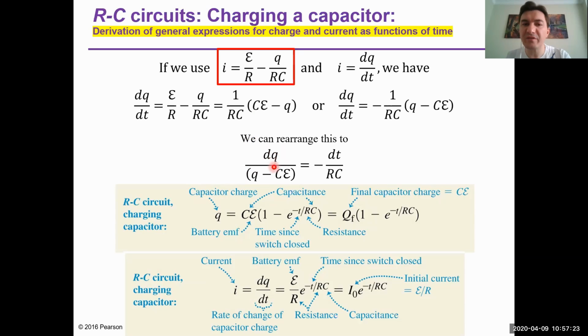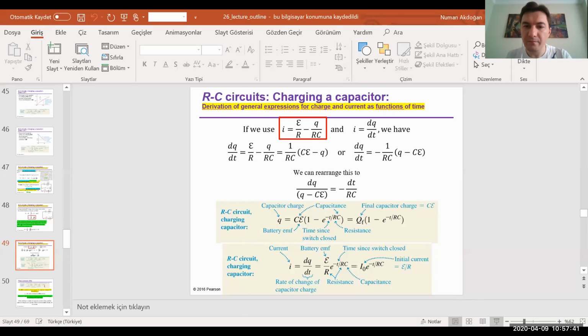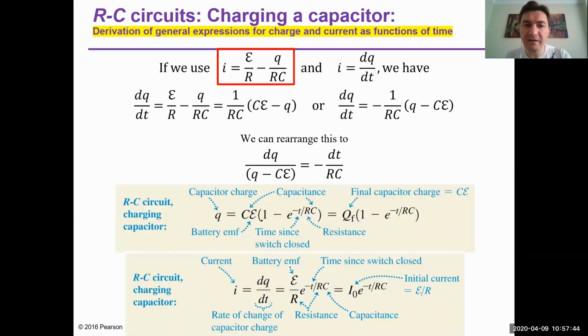Q starts from 0 and goes to q final. And what is the time? It starts from 0 and goes to some certain time, okay? If you solve that integral, then q is given by that expression: C times EMF, which is multiplied by that expression within the bracket, okay?